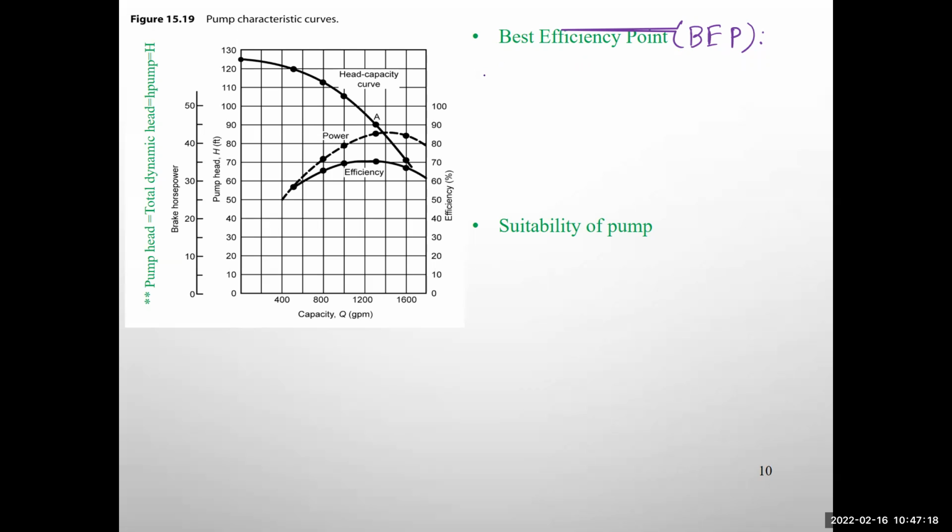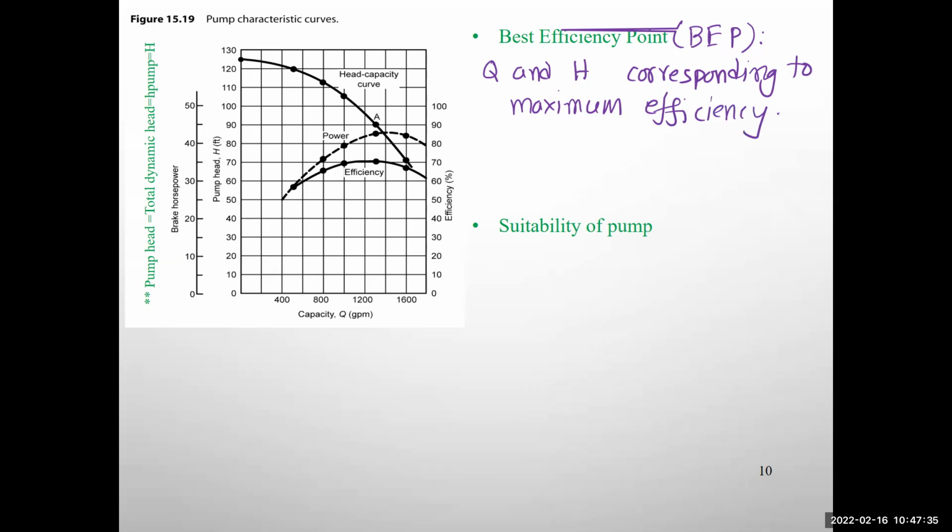So the best efficiency point is the Q and head corresponding to maximum efficiency. Now from here, what is the maximum efficiency? What is the magnitude of that? 90. The H is 90. So the efficiency is 70%, right?